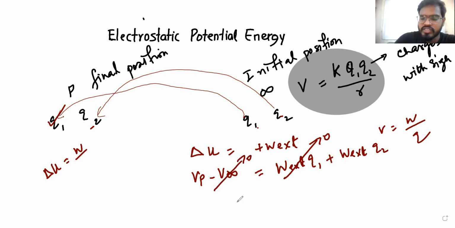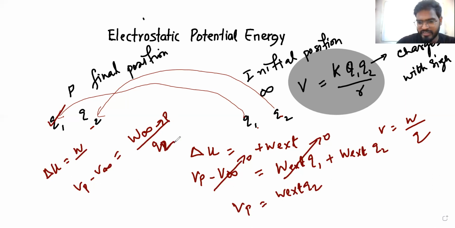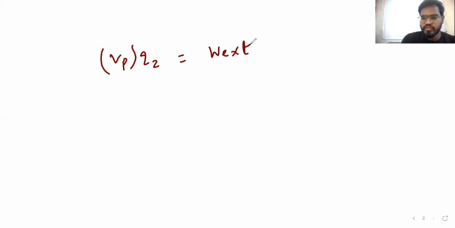This potential at infinity is 0. So Vp is equal to work done by external force in bringing Q2. One more thing we can say: Vp minus V infinity is equal to work done to bring Q2 from infinity to point P divided by Q2. Correct? So now we want to find ultimately this. With this shortcut you apply, you get the answer. Now we can say Vp into Q2 is equal to the work done by external force.